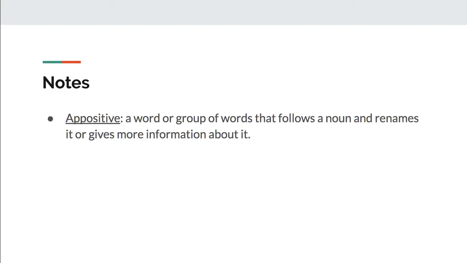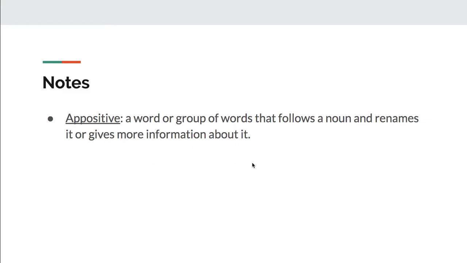So it shows you an example of an appositive and a subject complement. In the first sentence, it's used as a subject complement because it's following the helping verb is. In the second sentence, it's being used as an appositive because it's following the word theme. And theme is a noun. And remember, an appositive follows a noun and gives more information about it or renames it.